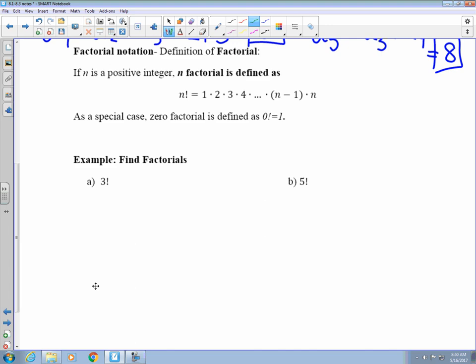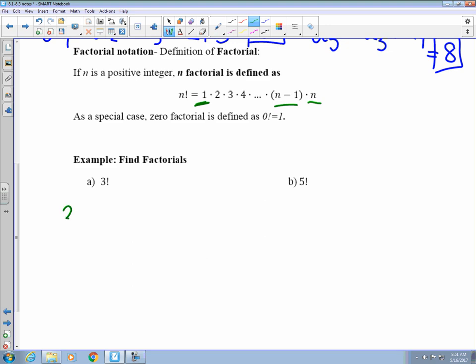Okay, a factorial. A factorial is defined as n exclamation point, is what that looks like. In math, it's a factorial. And that's taking the n value that has a factorial after it, and you're multiplying that by every number previous, all the way down to 1. So that's where we have the n minus 1, and then it's going to keep going all the way down to 1. And then the special case of 0 factorial is defined as 1.